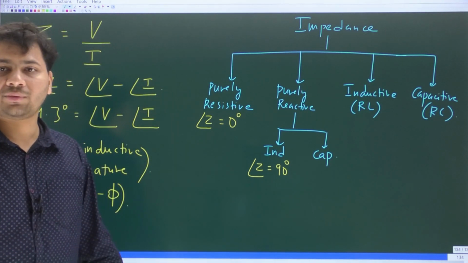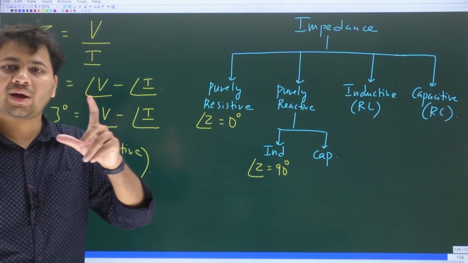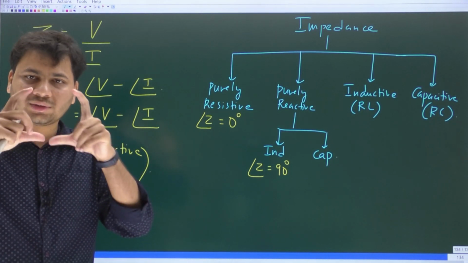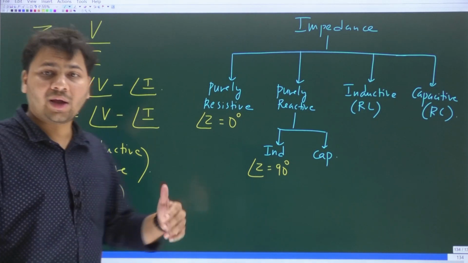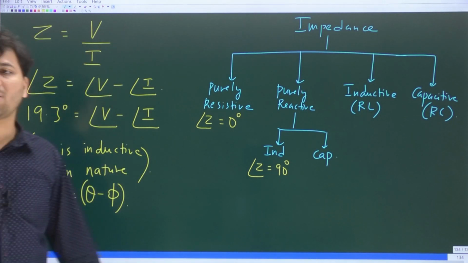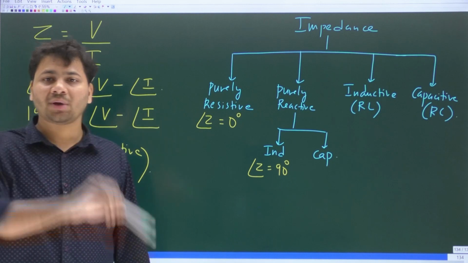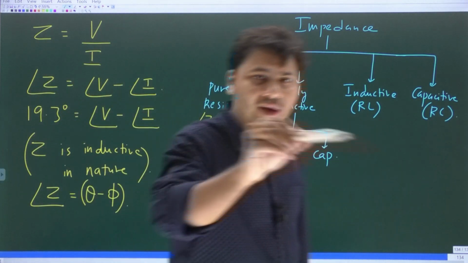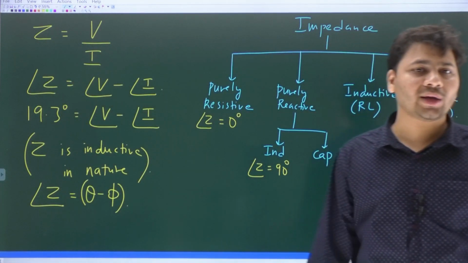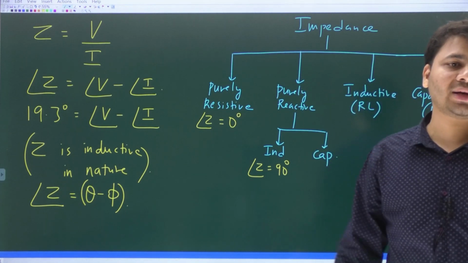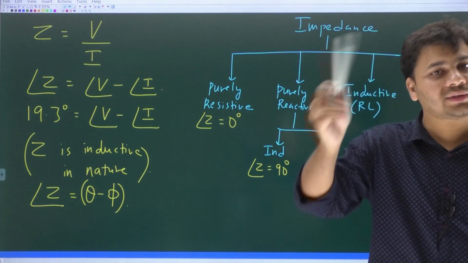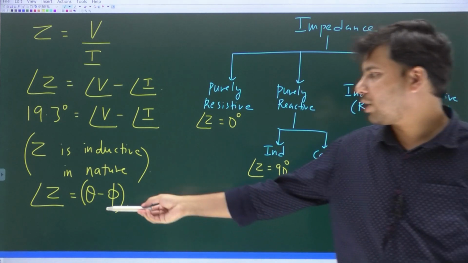Now the other purely reactive impedance is the capacitive one, where the entire impedance can be represented by just a single capacitor. Again, for a capacitor, what is the impedance angle going to be? Is it not minus 90 degrees? Because for a capacitor, current leads voltage by 90 degrees. Angle of current minus angle of voltage is 90. But our impedance angle is what?